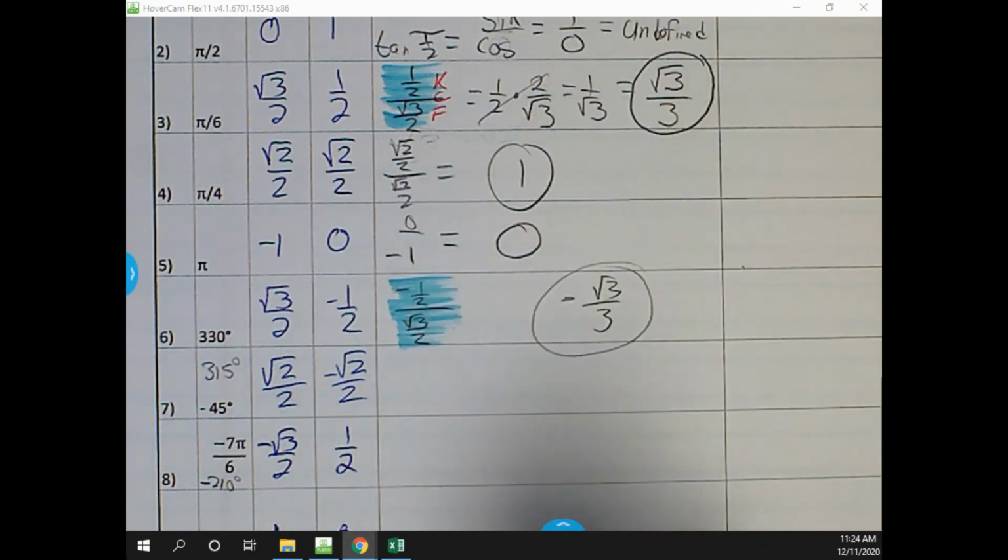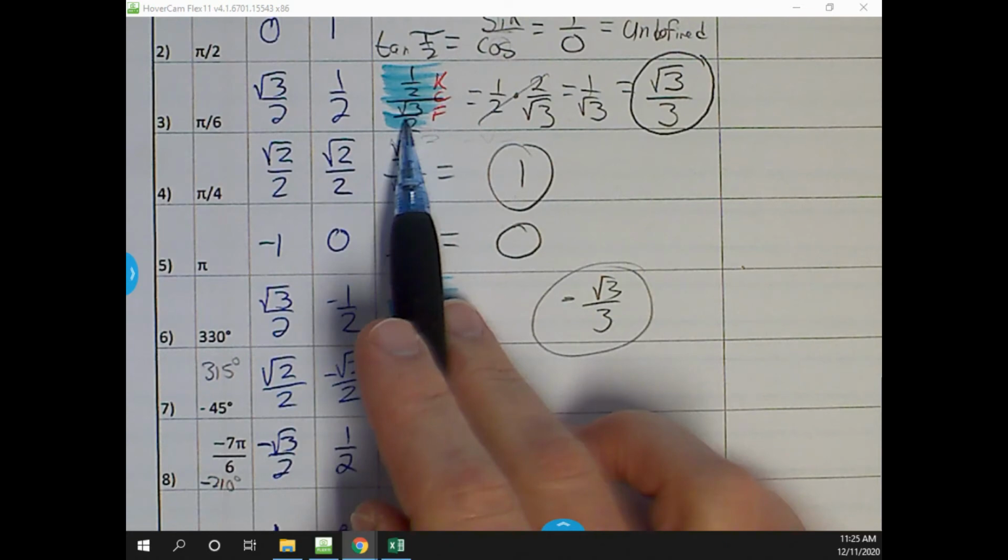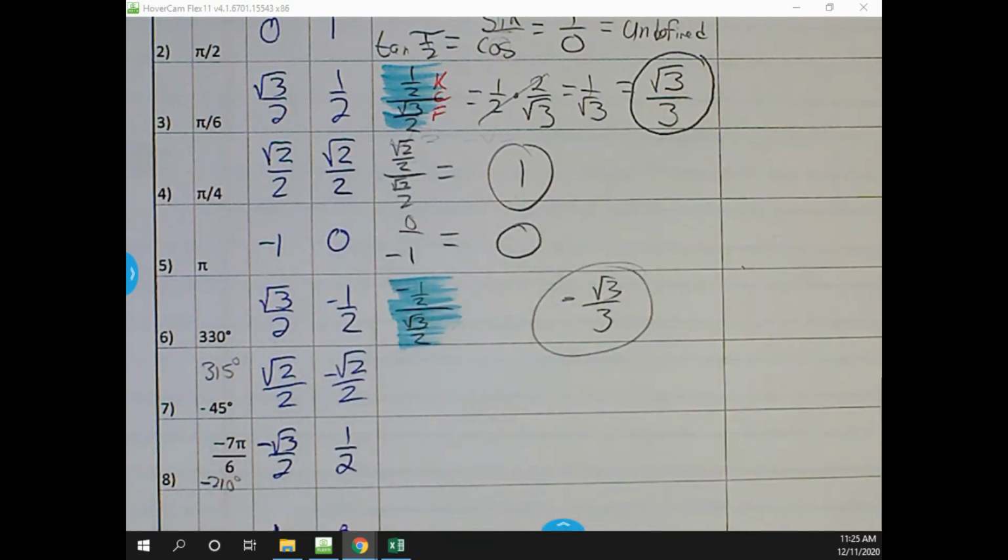You just look on here and you find out, okay, there's 1/2, square root of 3 over 2. That answer is square root of 3 over 3. The worst thing you have to do is you may have one negative or you might have two negatives to put in, but it's just going to change the sign, but that's the worst thing you have to do.